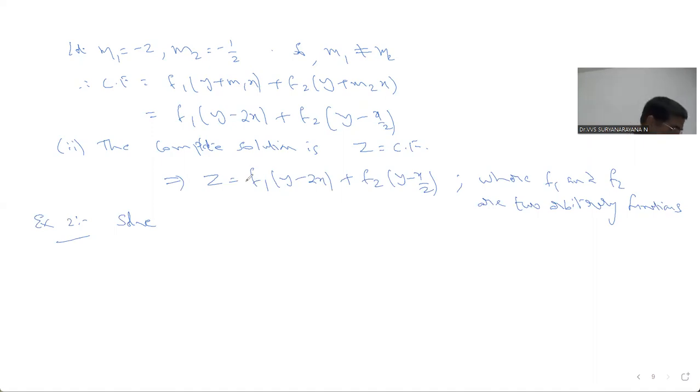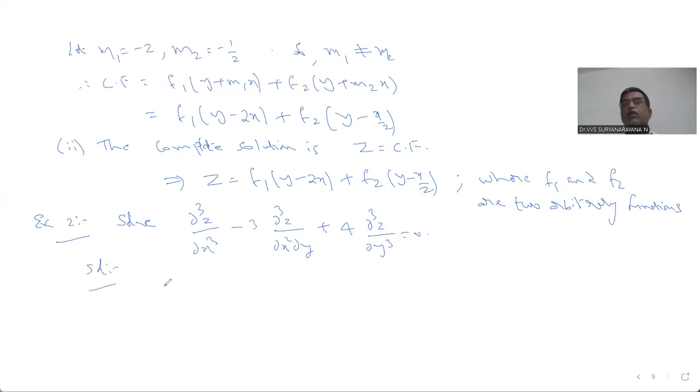Solve ∂^3z/∂x^3 minus 3 times ∂^3z/∂x^2∂y plus 4 times ∂^3z/∂y^3 equal to 0. So consider this equation.